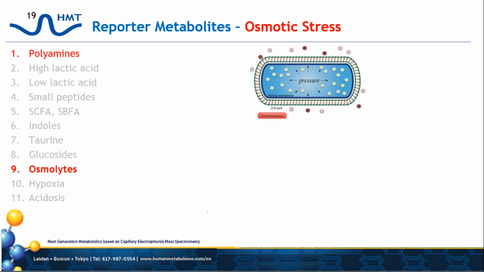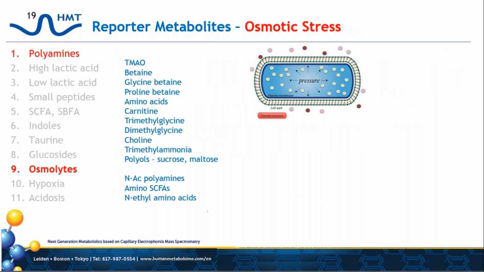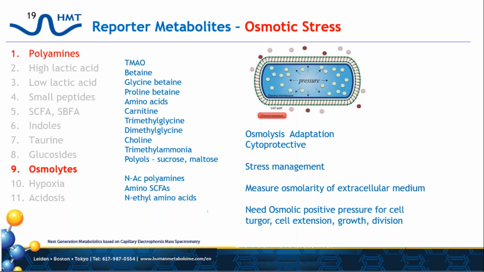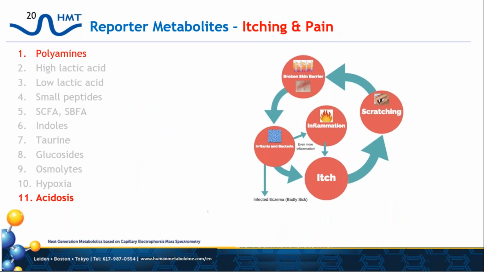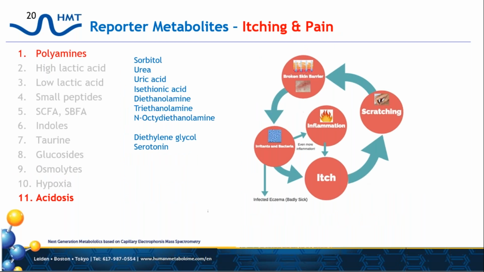Osmotic stress is an important clinical phenotype that we mentioned, associated with charged metabolites such as betaines, amino acids, and carnitines, as well as amines and precursors, all associated with the stress response. This is usually associated with cytoprotective response and osmolality of the extracellular medium. Pain and itching are also associated with polyamines and both charged polyamines and charged acids, as well as polyols, urea, uric acid, amines, diethylene glycol, and serotonin.